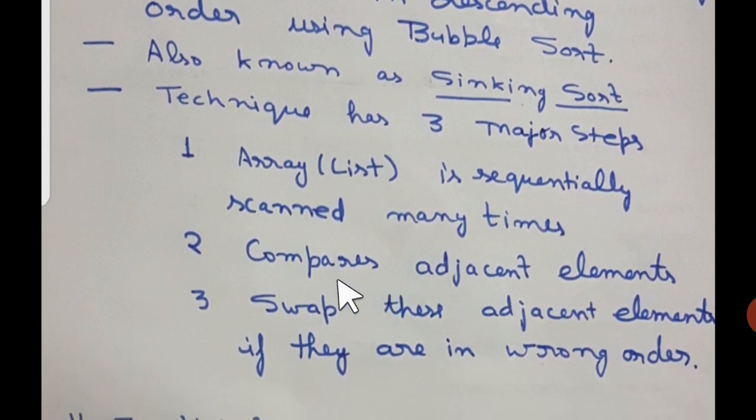Then second, compare adjacent elements. And third, swap these adjacent elements if they are in the wrong order. So scan the list, compare adjacent elements and perform swapping. Swapping means interchanging the elements.